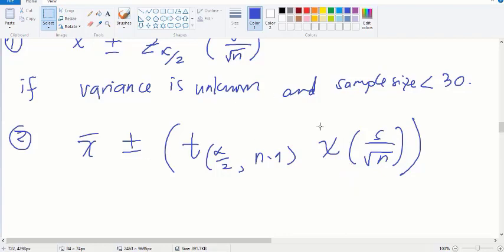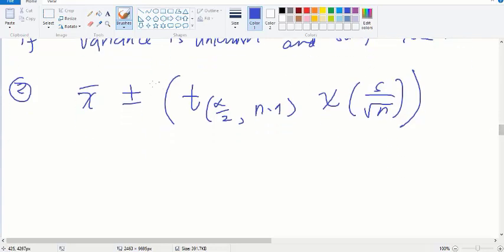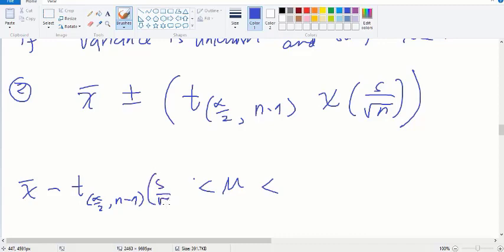So, as a whole, ibig sabihin, hindi na natin ito masyadong papakialamanan. Okay? Wala tayong isa-substitute dyan. But in the entire formula, isasali siya because that is the standard formula. So, the same thing as earlier, no? Itong version na to, plus minus siya. So, ibig sabihin, ang mu is just in between the x minus t alpha over 2 n minus 1 times s over square root of n.